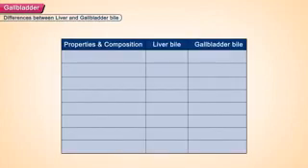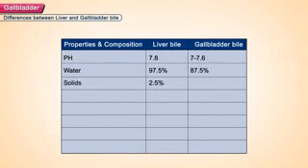The differences between liver bile and gallbladder bile are as follows. The pH of liver bile is 7.8, whereas it is 7 to 7.6 for gallbladder bile. Water is 97.5% for liver bile and 87.5% for gallbladder bile. 2.5% solids for liver bile, 12.5% solids for gallbladder bile.